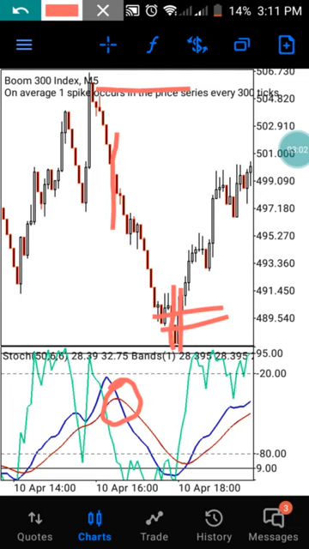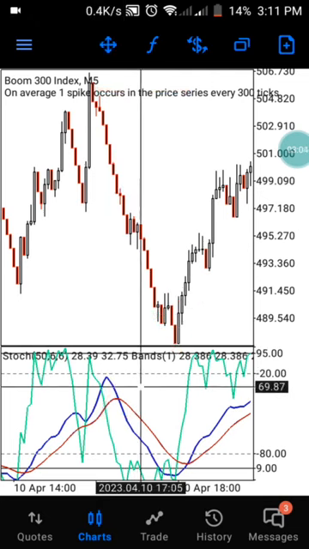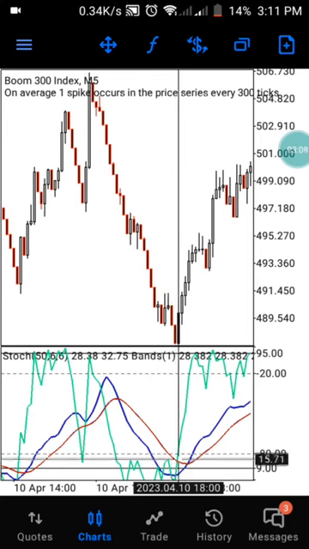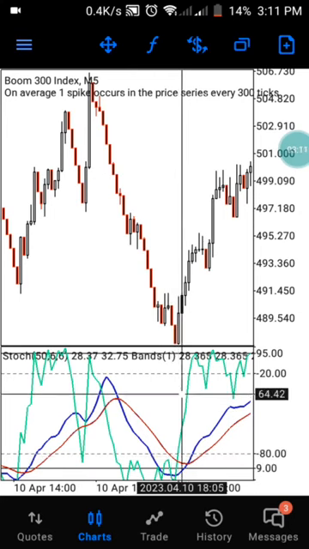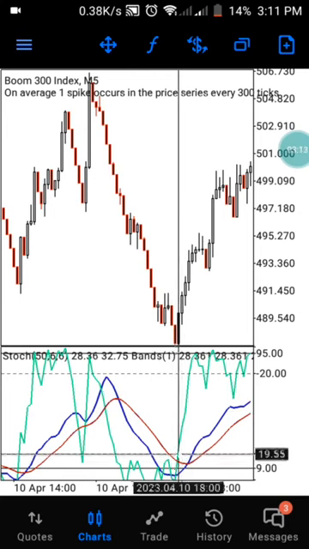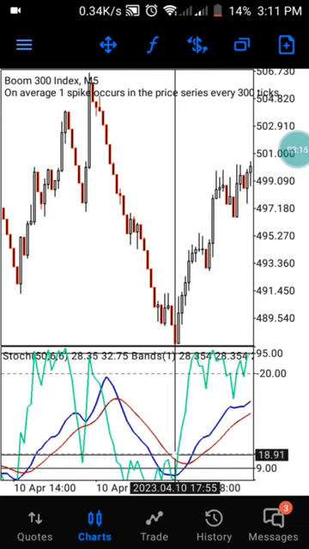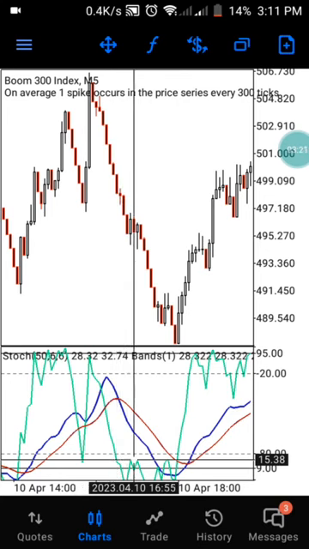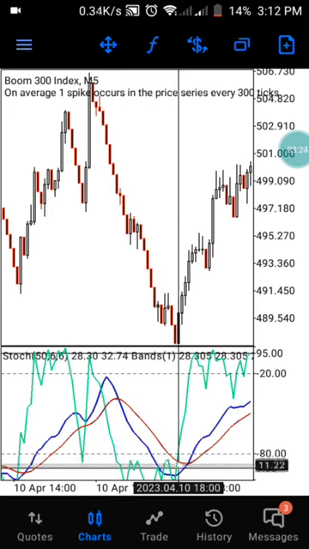So how do you identify the exit? When your green line, which this one is, reaches your 80 level, that's exactly the time for you to exit the market at this level. So you enter your market at this level, and you begin to hold the trade until your green line reaches your 80 level. Then you can exit the market at this level.